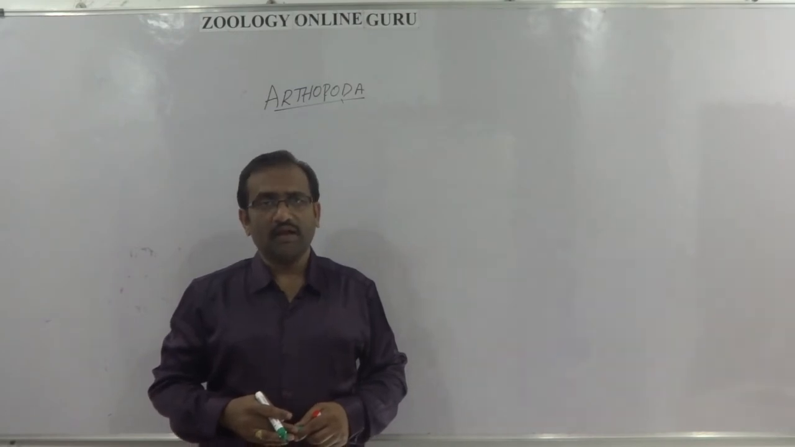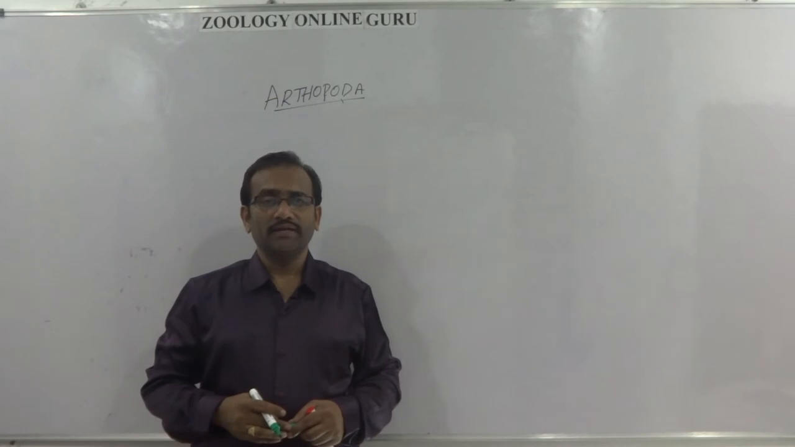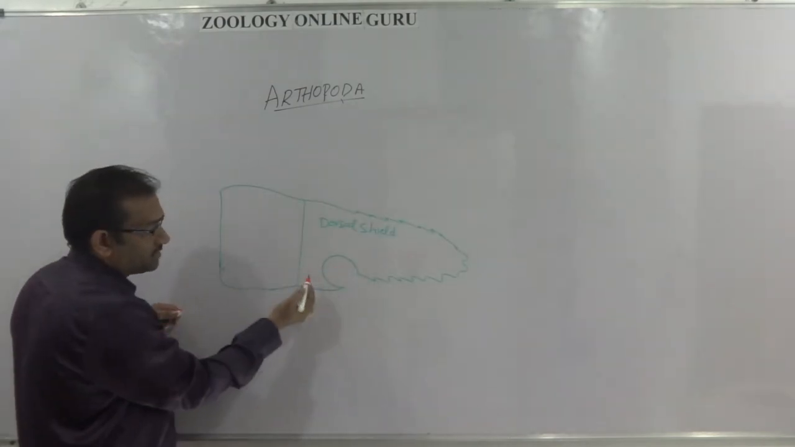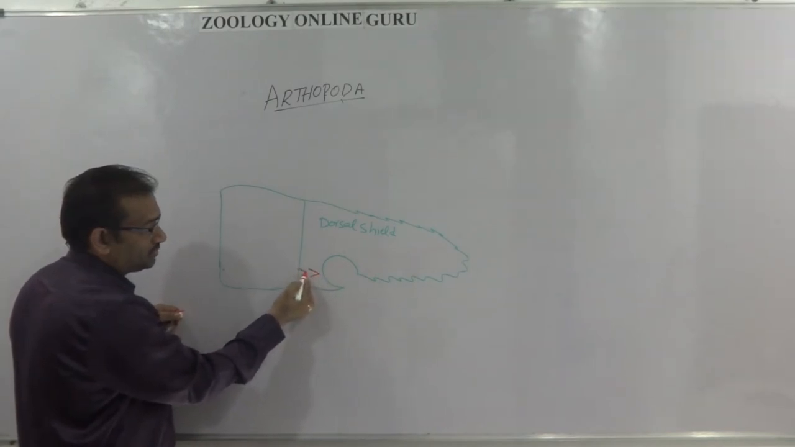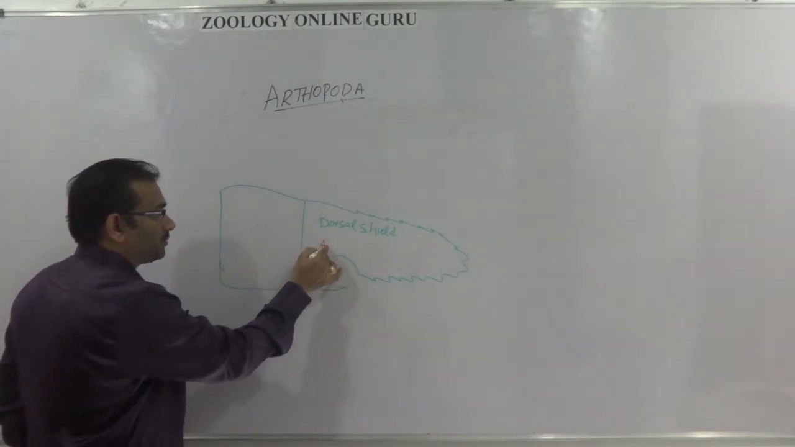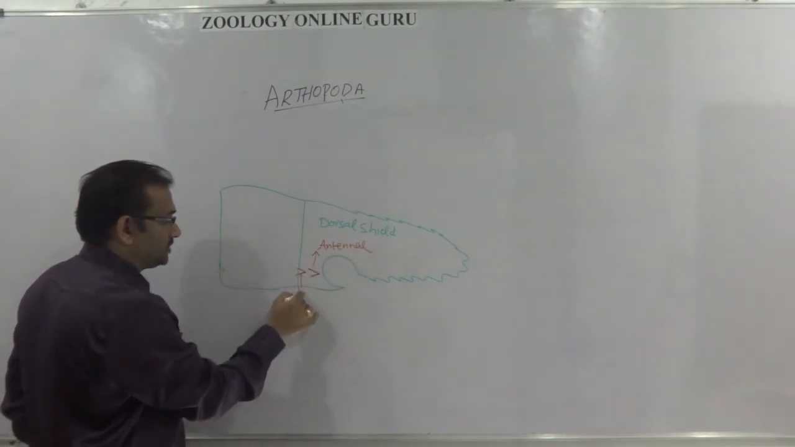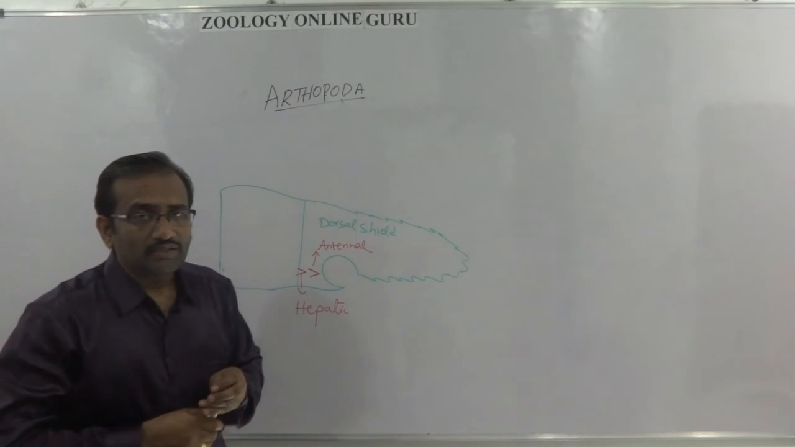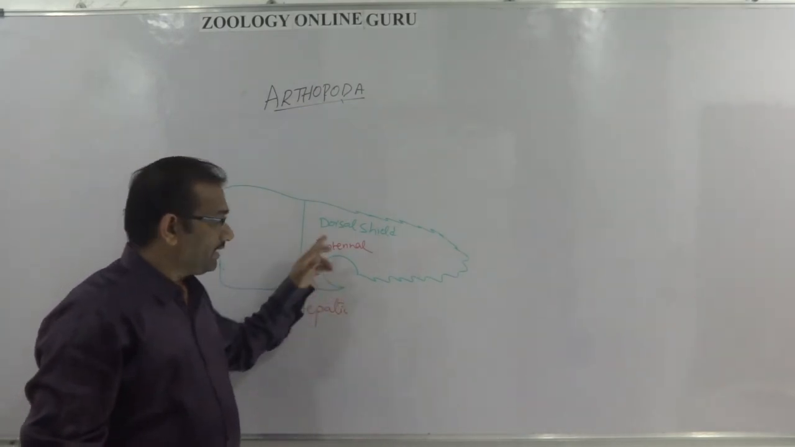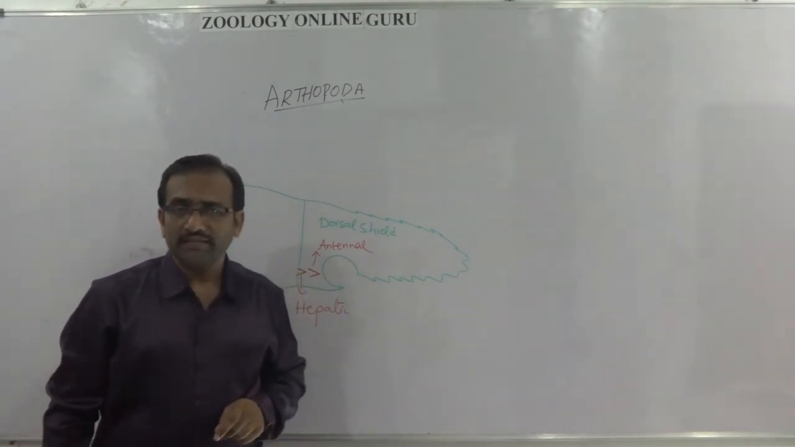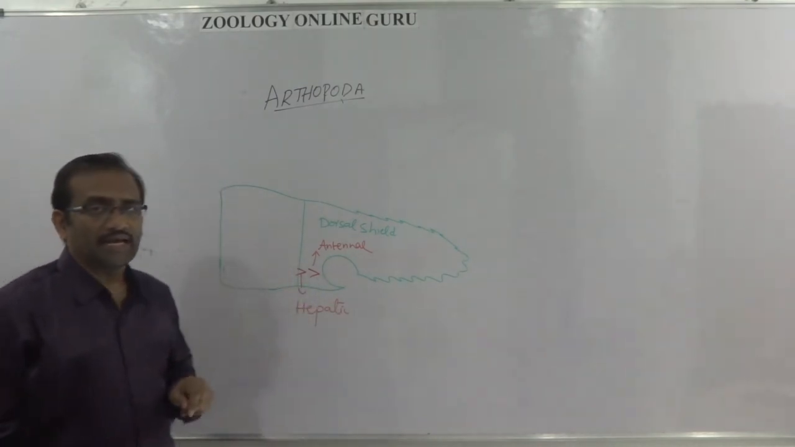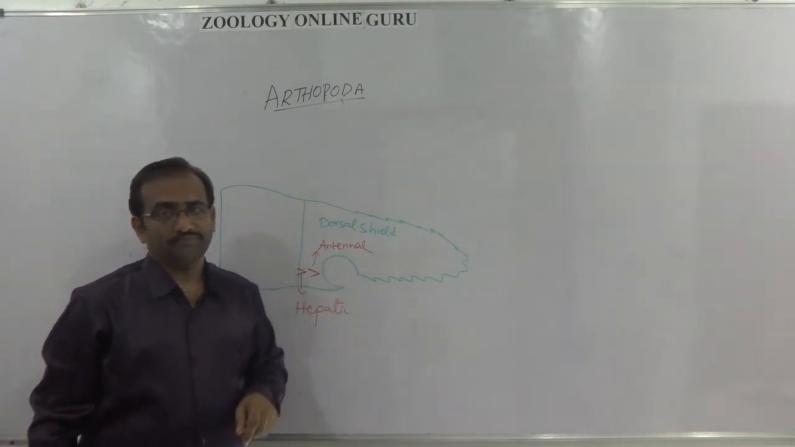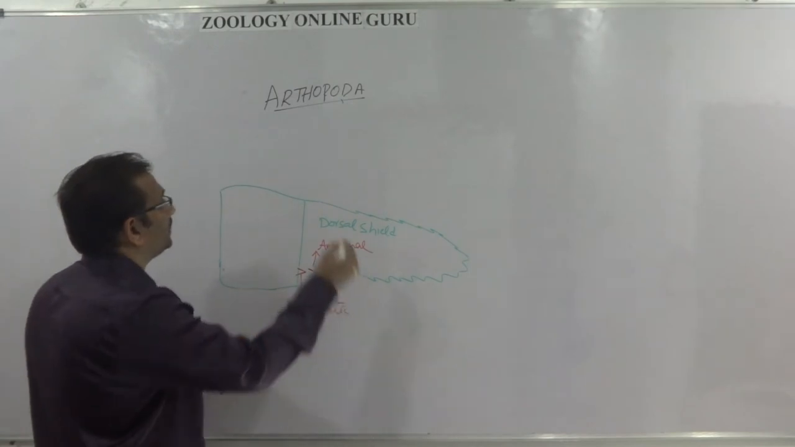On the cephalothorax, two spines are present, an anterior spine and a posterior spine. The anterior spine is called the antennal spine and the posterior spine is called the hepatic spine. Just behind the orbital notch, the two spines are present. This is the antennal spine and this posterior one is the hepatic spine. The posterior part is called the carapace. There is a serrated rostrum, an orbital notch accommodating the compound eyes, and the total body is covered with a chitinous cuticle.